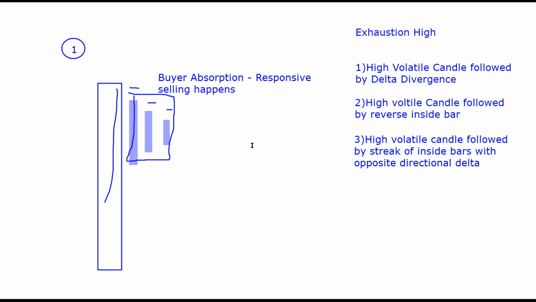That is another way where we can spot a potential trend reversal. It's also characterized by a trapped buyer or a trapped seller. So a high volatile candle contains a trapped buyer or a trapped seller. That is another indication that it is an exhaustion high, right? Any other questions on exhaustion high? So these are the four ways you can understand how an exhaustion high typically happens in the markets.